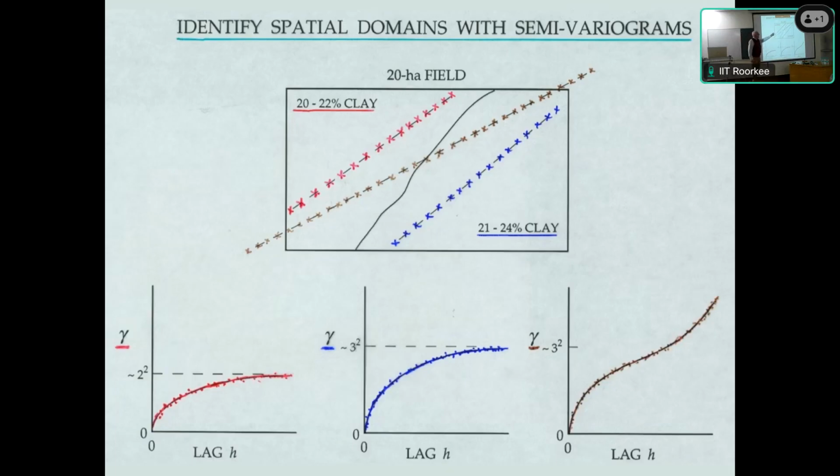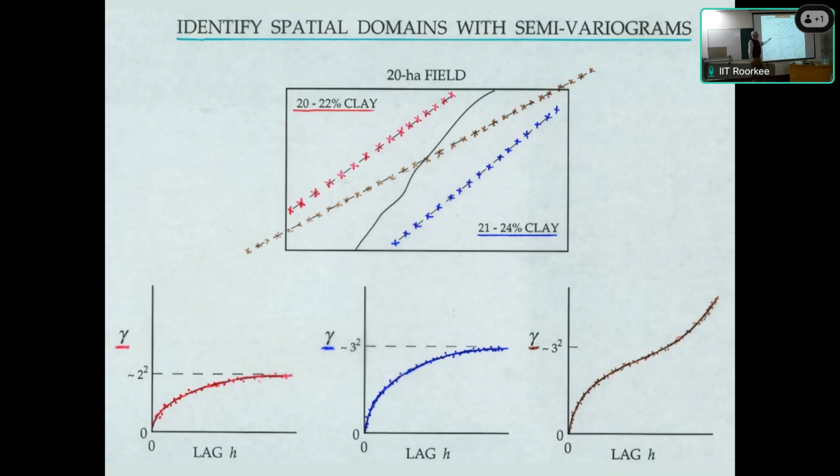Let's say we look at this 20-hectare field, and where we sample these red points, the soil clay content varies between 20 and 22%. In another part of the field, where we sample these blue ones, the clay content varies between 21 and 24%. So right here in between, but then getting much higher than here.